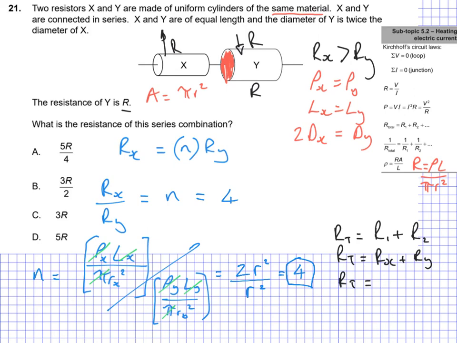So now what we can do is plug this into our series ratio statement. Resistance X is 4 times resistance Y, so I'm just going to go 4, and then resistance Y we're just going to keep as a 1. So the total resistance is 5. So the answer is D.